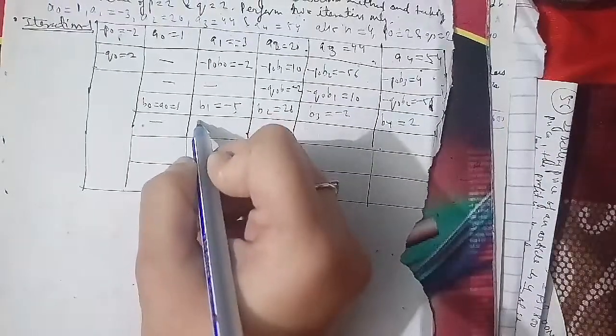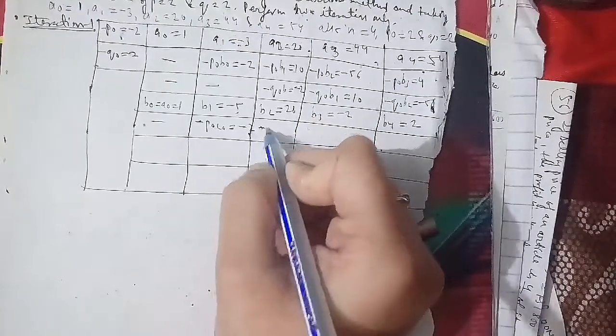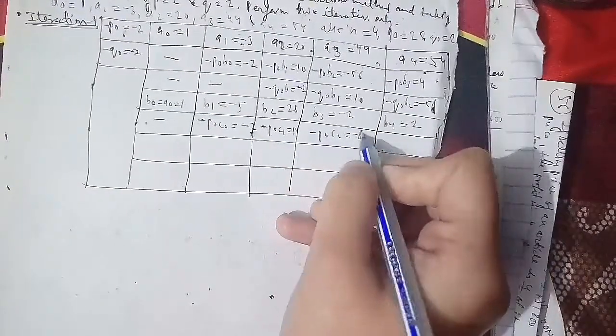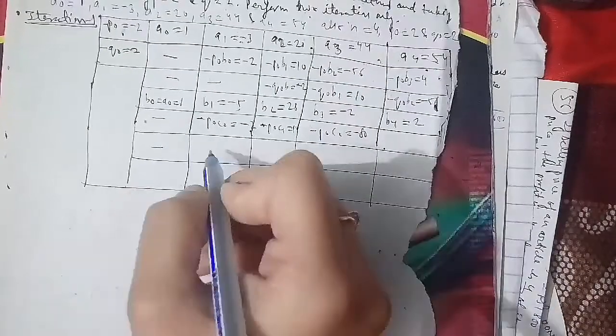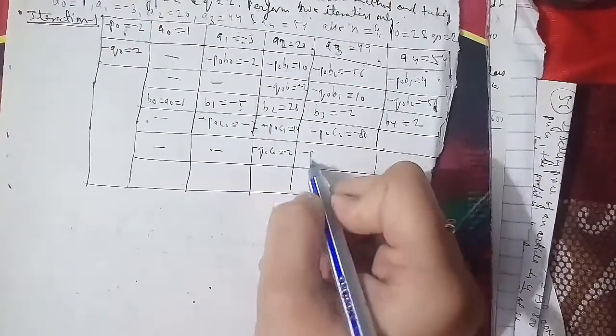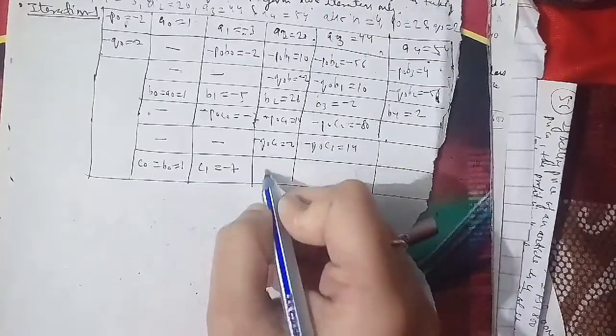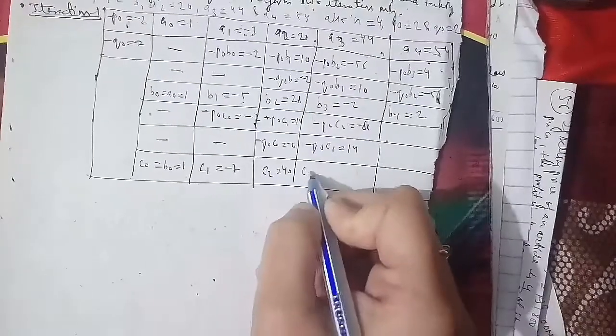Next, minus p0 c0 equals minus 2. Minus p0 c1 equals 40. Minus p0 c2 equals minus 80. Next, minus q0 c0 equals minus 2. Minus q0 c1 equals 14. c0 equals b0, which equals 1. c1 equals minus 7. c2 equals 40. And c3 equals minus 68. That is what we have here.